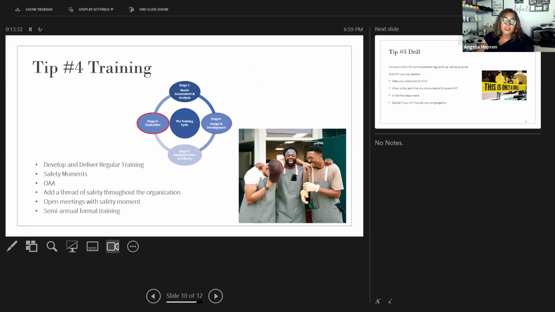Nope. So tip number 4 is training. So all the stages of training. So how do we do it? We develop and deliver regular training. And what I'm calling regular training is kind of what Bob described when he was talking about their pre-serve meeting. So before the service, they talk about what's happening in the service today. You know, we're having baptisms or we're having communion or whatever's happening. So that to me is what I'm calling regular training, because that means every Sunday you can talk about it.